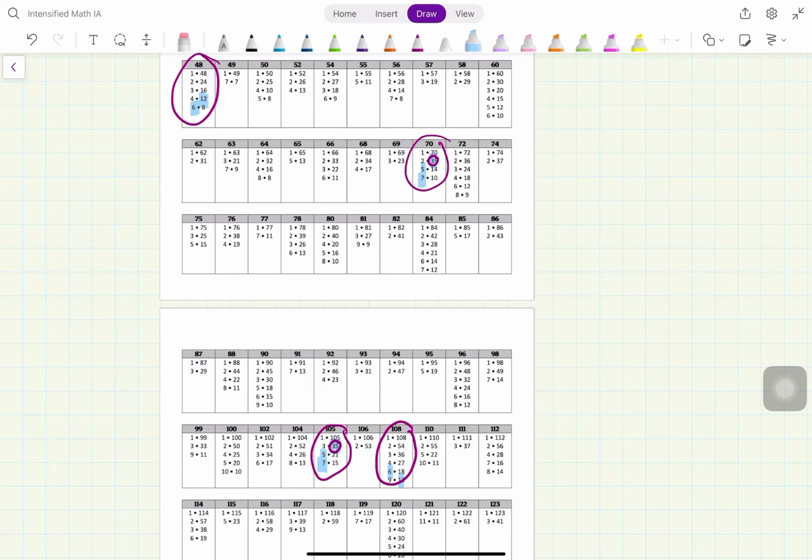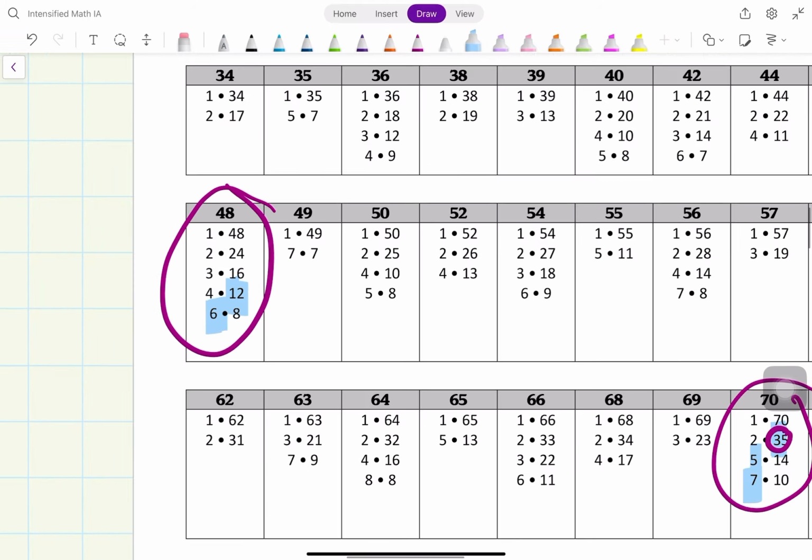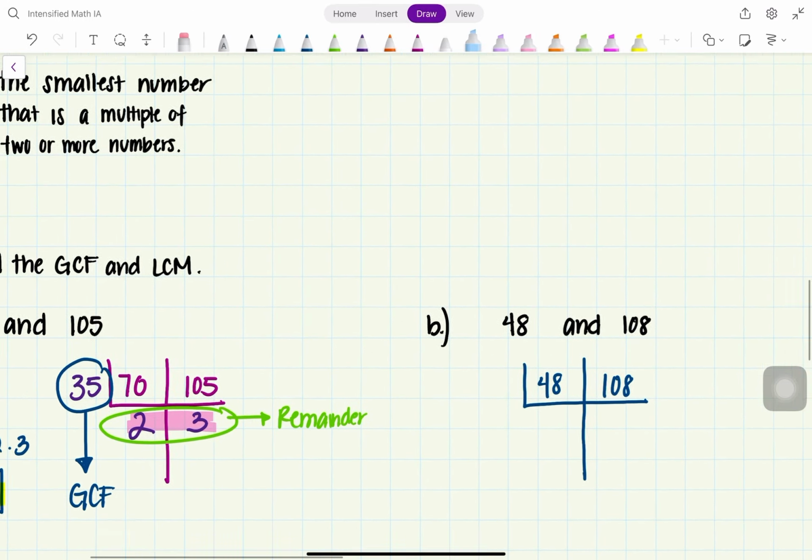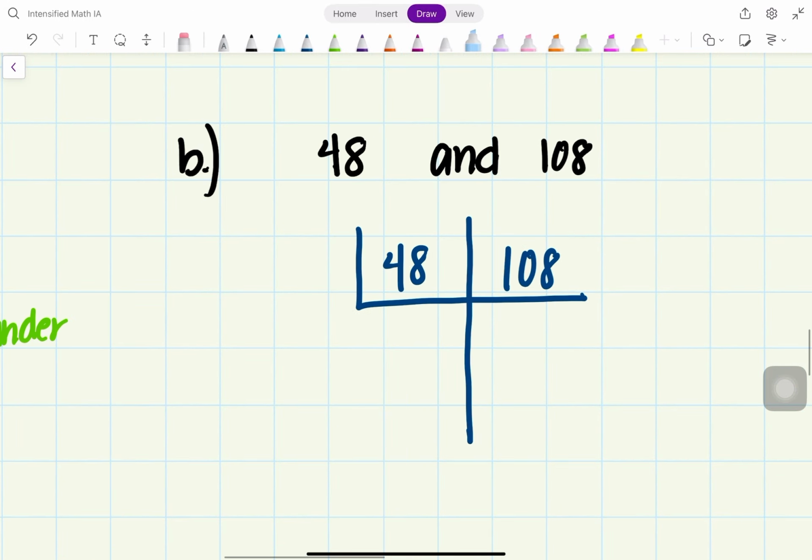I don't know if you guys can see it, but this one has 6 and 12. And this one also has 12. So I could actually divide both of them by a 12. But let's say if I started off with the 6, I could have gone with the 6 and then divided by 2 again. But I'm going to go ahead and do 12. 48 divided by 12 is actually 4. And then 108 divided by 12 is actually 9.